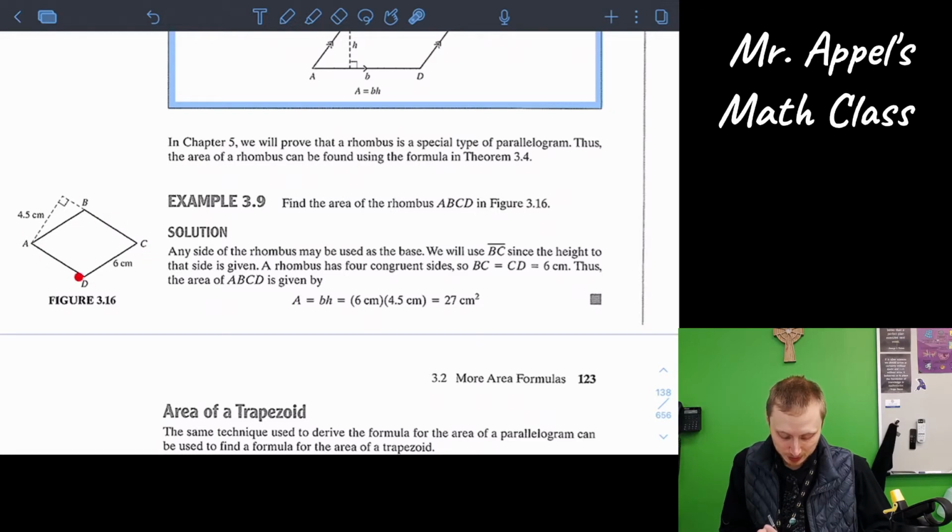Here it is. Notice we have a side length there, and this guy is the only right angle seen outside of the rhombus. That seems like a weird way to draw it, but it works. It is from the vertex of one side and goes perpendicular against the other side. That's a height. Any side of the rhombus may be used as the base. We will use segment BC since the height to that side is given. A rhombus has 4 congruent sides, so BC equals CD equals 6 centimeters. Thus, the area of ABCD is given by A equals B times H, 6 times 4.5, or 27 centimeters squared.